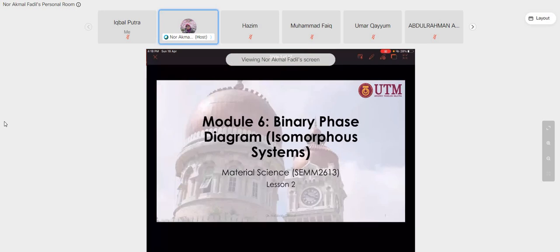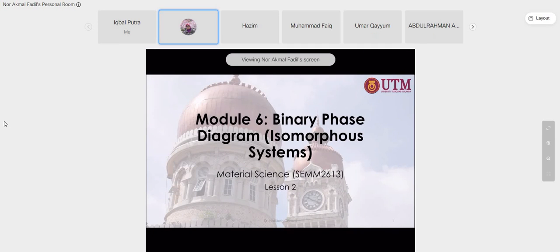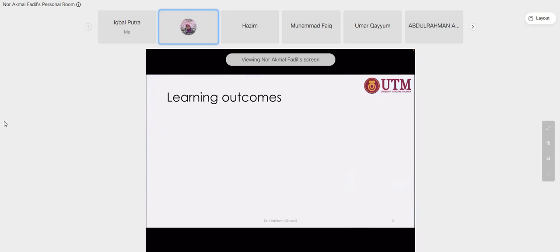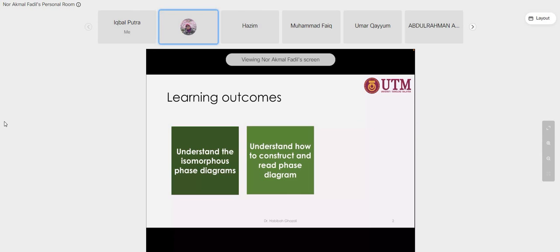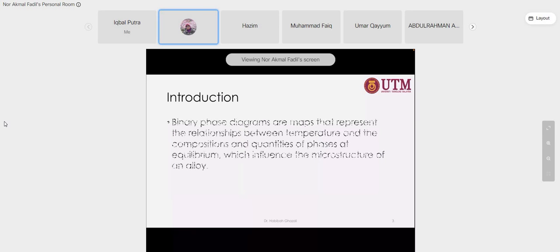So this is a binary phase diagram, an isomorphous system. You need to understand the isomorphous phase diagram system, how to construct and read the phase diagram, and understand how non-equilibrium cooling causes crystal segregation. The binary phase diagrams are like maps that present the relationship between temperature and composition.